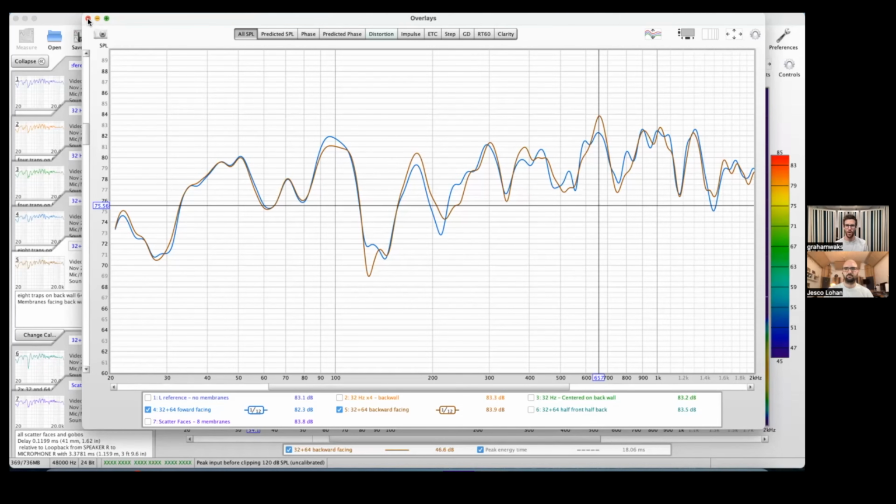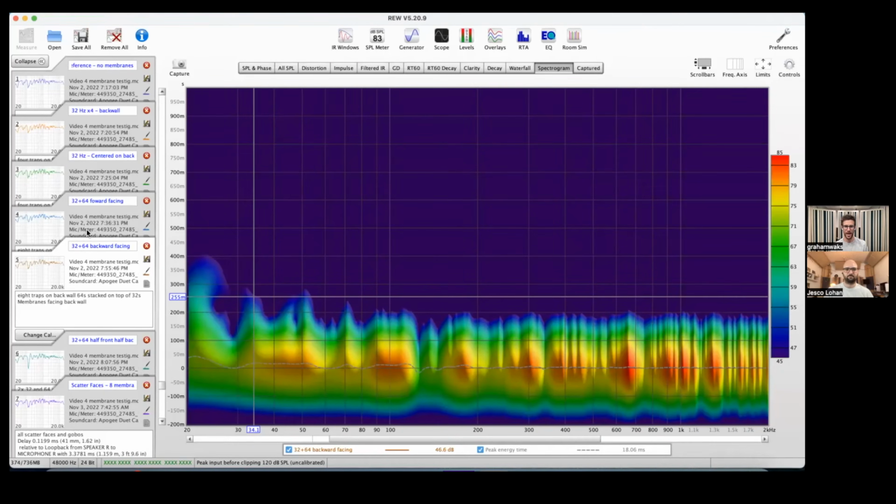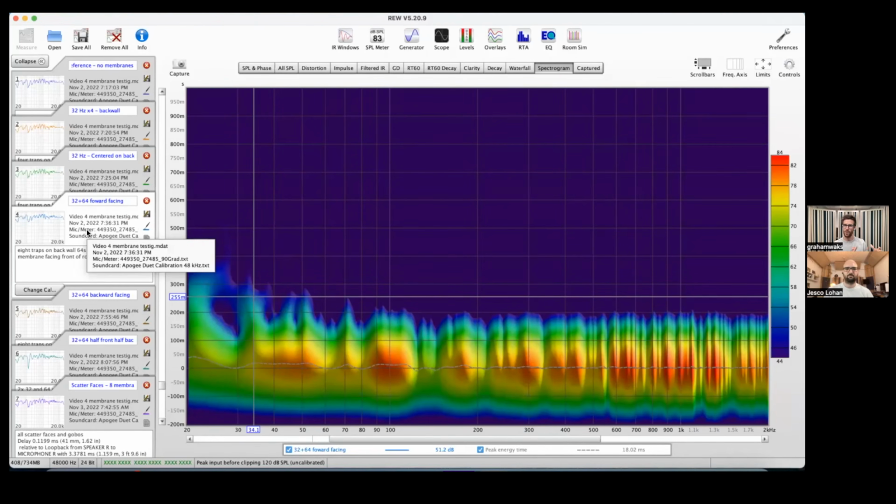Technically, putting that membrane closer to the boundary is going to allow it to work a little bit better, as we can see when we're looking at the spectrogram. But depending on whether there's actual absorption or panels going in front of your membrane traps, or if they're going to be facing out into the room, that can impact which side of that trap you really want facing your room.